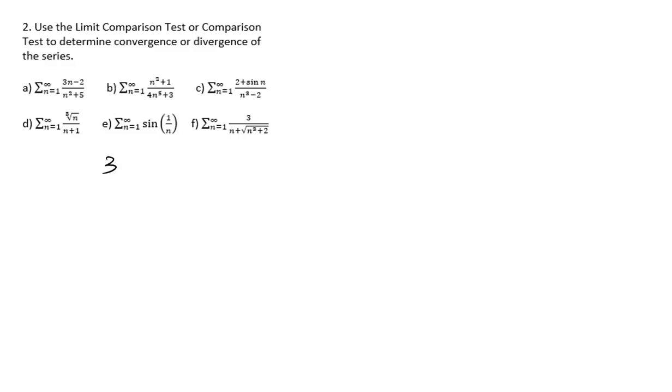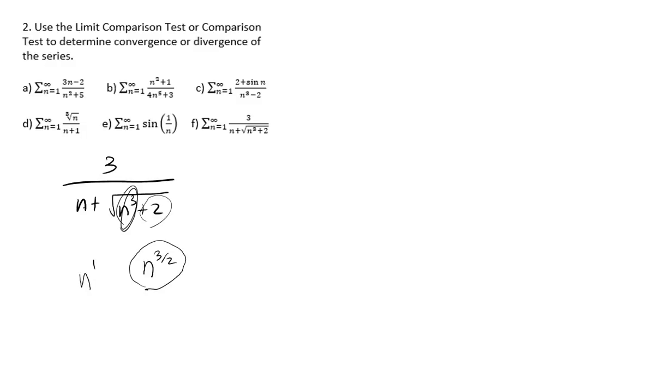Okay, what about this one? 3 over n plus square root of n cubed plus 2. Well, let's see. When n is really, really large, 2 is dominated by n cubed. So n cubed is the dominating term, and then there's a square root, so it's like n to the 3 over 2. Now, n to the 3 over 2 is bigger than n to the 1, so among these, this one will dominate this n. So you can see that when n is really large, this will be pretty similar to 3 over n to the 3 over 2.